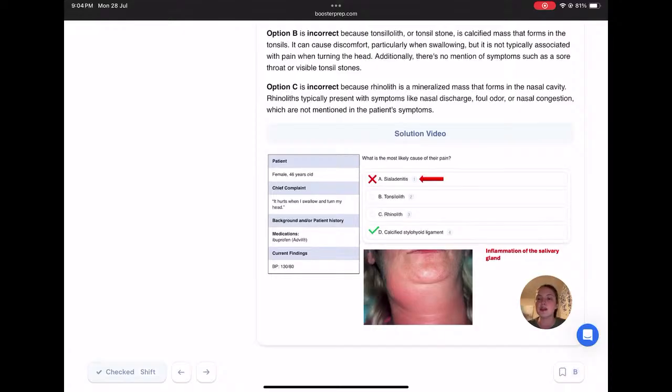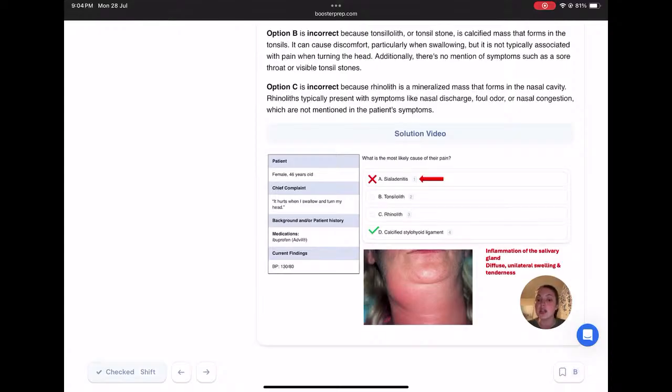This inflammation is typically caused by a bacterial infection, but can also be caused by things like mumps or ductal obstruction. Clinically, this presents with a diffuse unilateral swelling that is painful or tender, especially around meal times as someone has an increase in salivary production. The gland may feel warm and the overlying skin may be erythematous, as we see in this patient. The acute form of the condition is most commonly seen in the parotid gland, while the chronic form is usually seen in the submandibular gland.